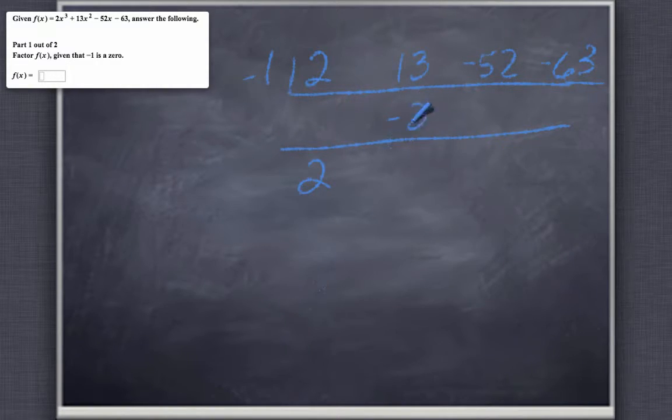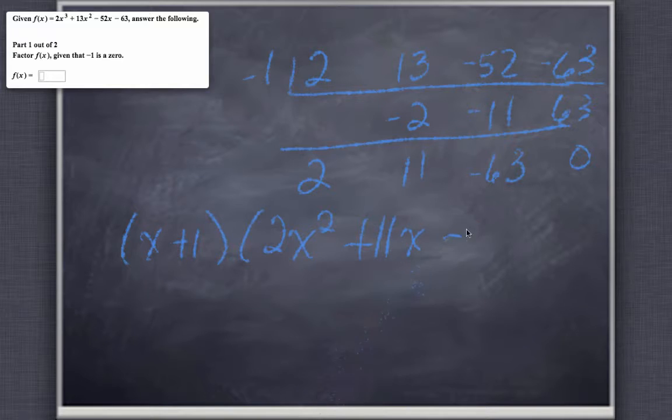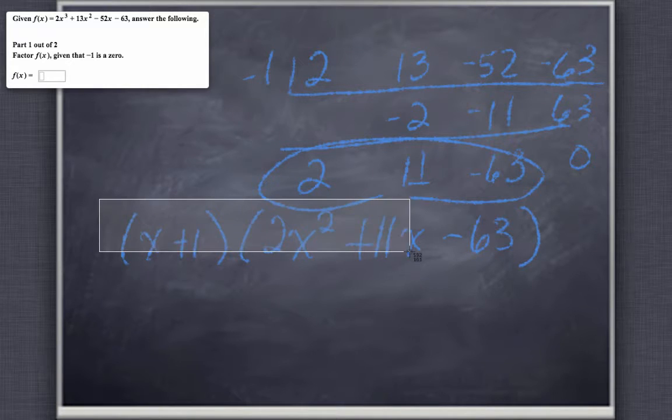2 times negative 1. 11 times negative 1. Negative 63 times negative 1. So it's x plus 1 times 2x squared plus 11x minus 63 from here. Now this probably needs to be factored using the quadratic formula.